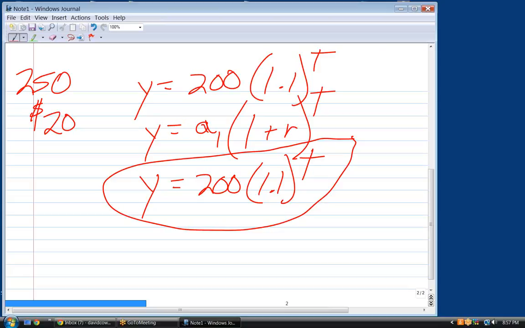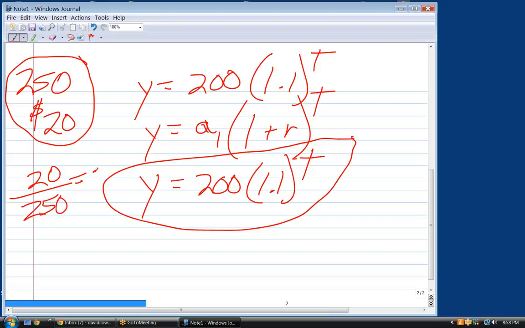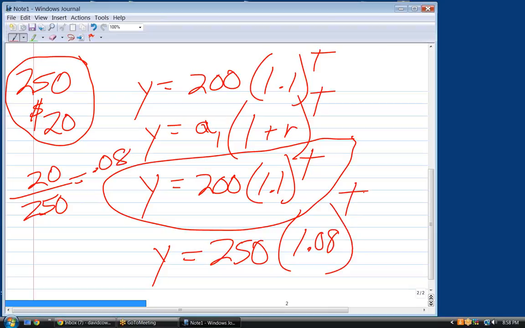Because you make 8%. So if it increases by $20 the first year, then you've made 20 divided by 250, or 0.08, or 8%. So the equation would be y equals 250 times 1.08 to the t power. In other words, you're not making $20 per year in interest, you're making 8% per year. And the reason that it makes a difference is because in year 2 you make more than 20.